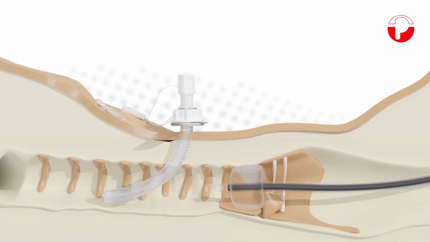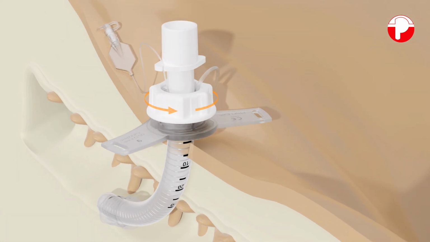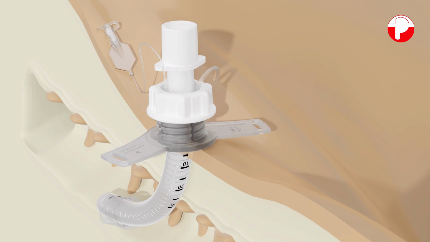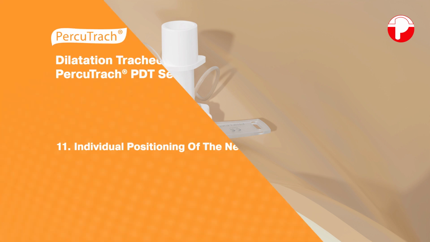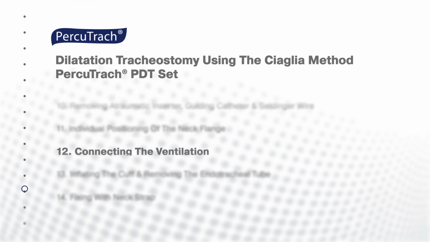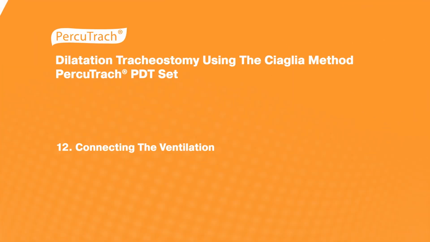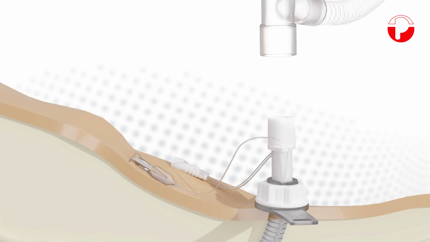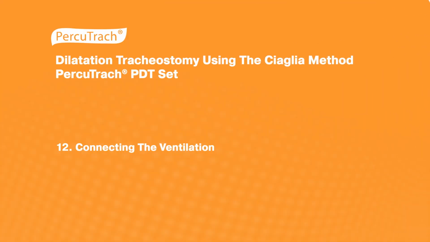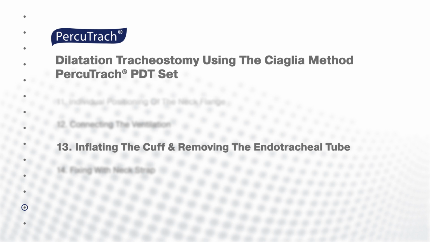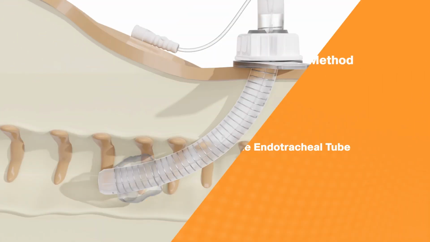With the help of the graduation marks on the top of the tube, an individual positioning of the neck flange is possible. By tightening the screw nut, the flange is finally locked. To ensure a free airway, the trachea and tracheostomy tube should be suctioned. Then the breathing circuit with the attached bronchoscope can be switched to the tracheostomy tube, and at the same time the position in the trachea can be checked. Now the cuff can be inflated.